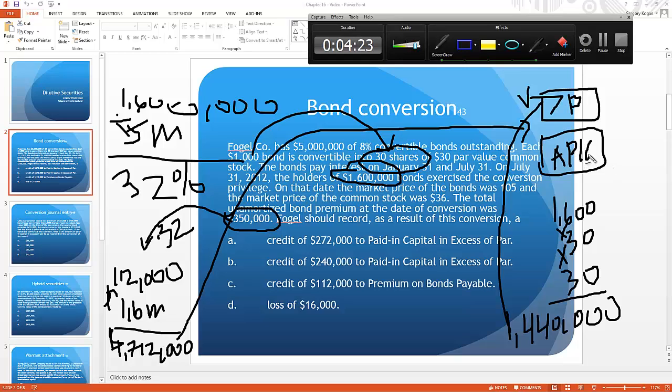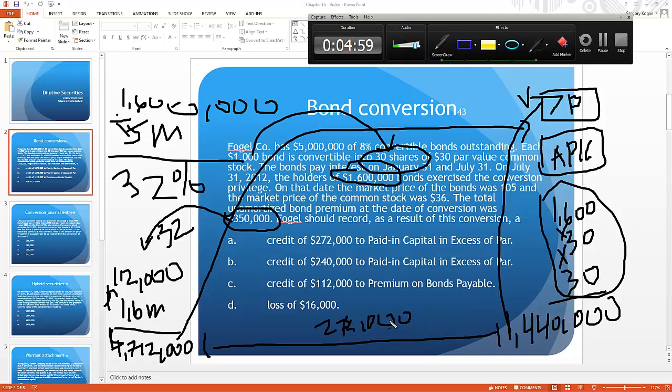The additional paid-in capital is now the difference between these two. Because I'm only going to convert 1.712 million, and if this is par, which I know is per this equation, then the rest must be APIC, paid-in capital in excess of par. So I take 1.712 million minus 1.440 million, and in this case I get 272,000, and this will go to the additional paid-in capital. So the correct answer in this situation is A.